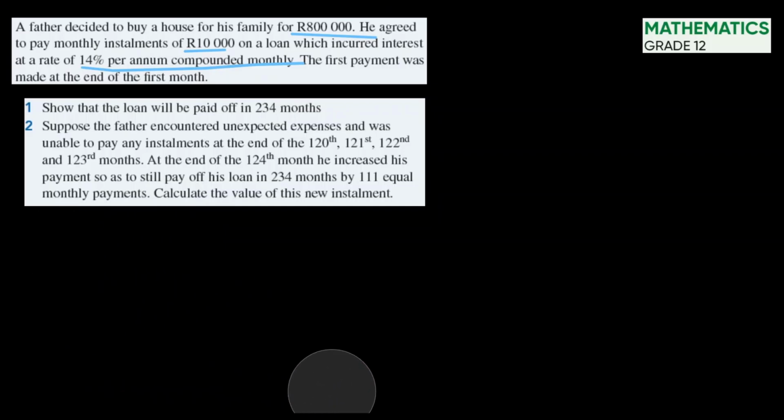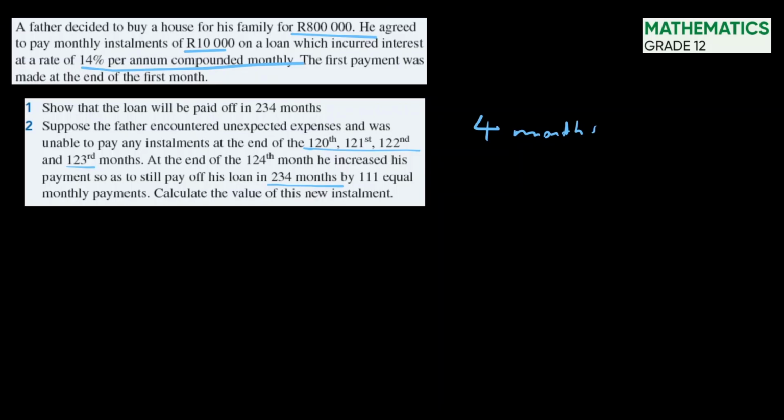And how are we going to answer the second question? The second question says, suppose the father encountered unexpected expenses and was unable to pay installments at the end of the 119th, 120th, 121st, and 122nd months. Meaning they missed payments for how many months? For 4 months. At the end of the 124th month, he increased his payment so as to still pay off his loan in the initial 234 months by 111 equal monthly installments, meaning the 111 is the remaining monthly installments in the loan.